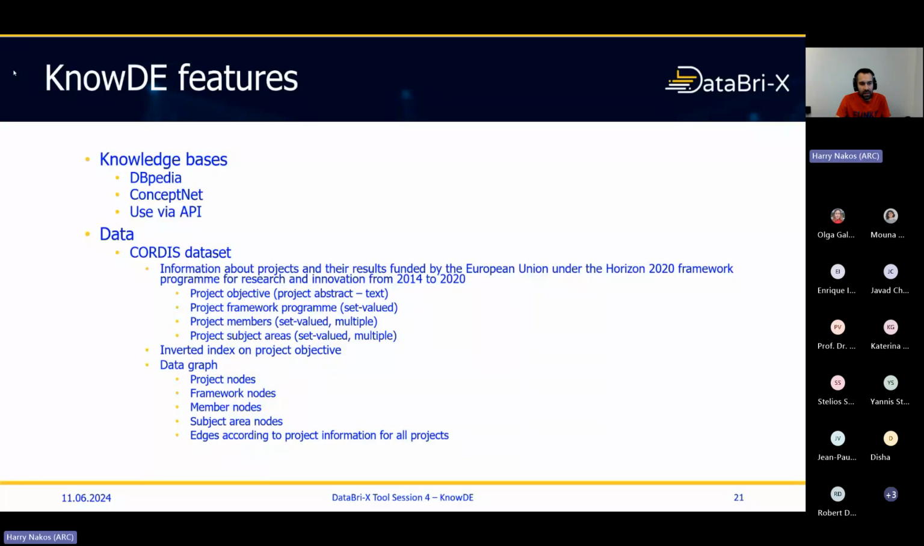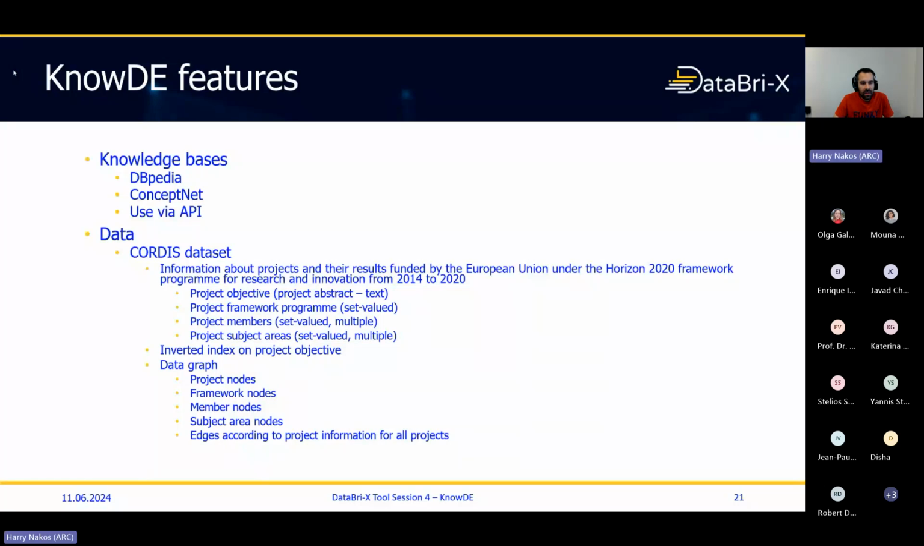We use the KNOwDE's dataset in KNOwDE's deployment. The dataset in detail is information about projects and results of the projects that are funded by the EU under the Horizon 2020 framework.